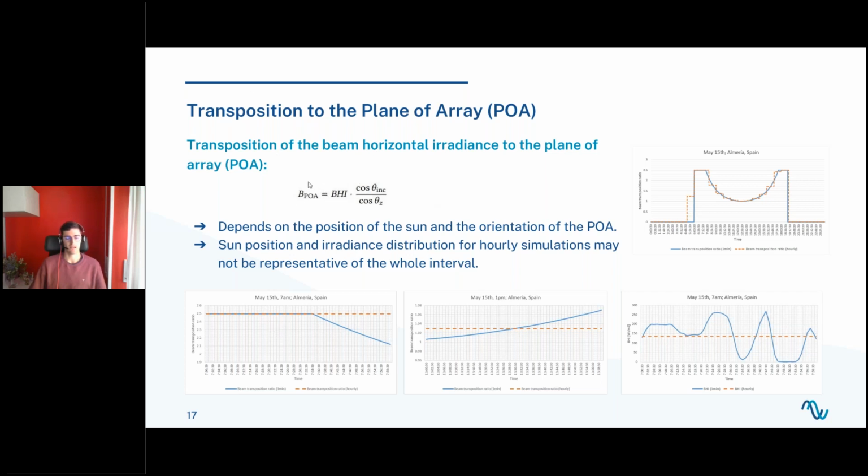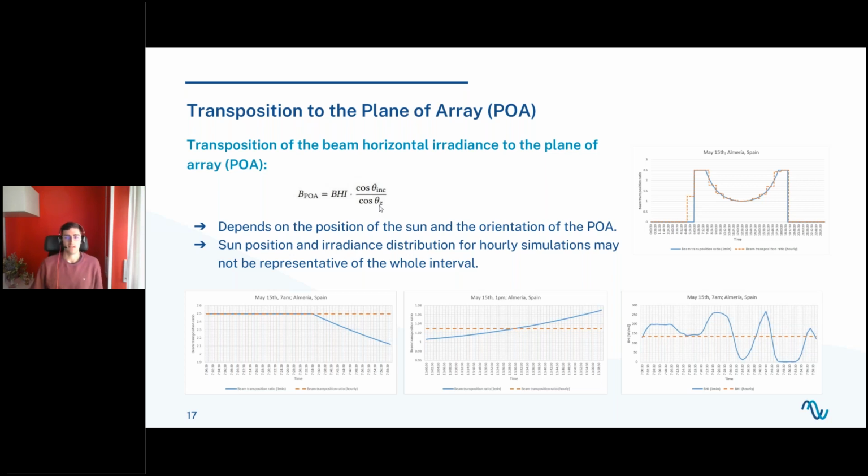So this will be the beam irradiation at the plane of array, beam horizontal irradiance, and this will be the transposition gain, or the transposition factor, by which we will multiply the horizontal irradiance and get the irradiance at the plane of array. This factor, as we can see, will depend only on the position of the sun and on the orientation of the plane of array, where the structure is looking at.